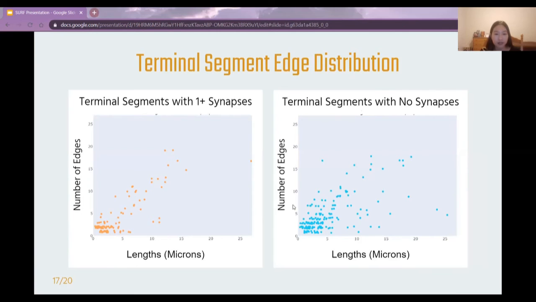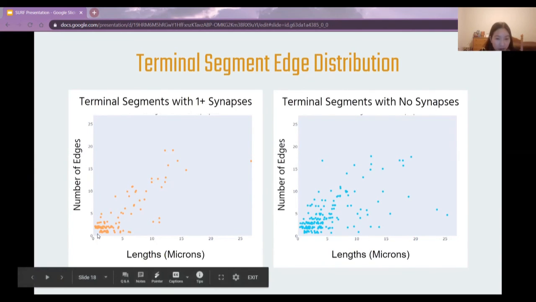So second, we have the terminal segment length and edge distribution. And on the left, we have terminal segments with one or more synapses. And on the right, we have terminal segments with 0 synapses. So we're really interested in seeing if synapses had a role in stabilizing the growth process. However, we didn't end up finding a correlation between synapses and whether the growth process was stabilized. However, something else really made this graph important because it helped us find a measurement bias in our data in the first iteration of this graph.